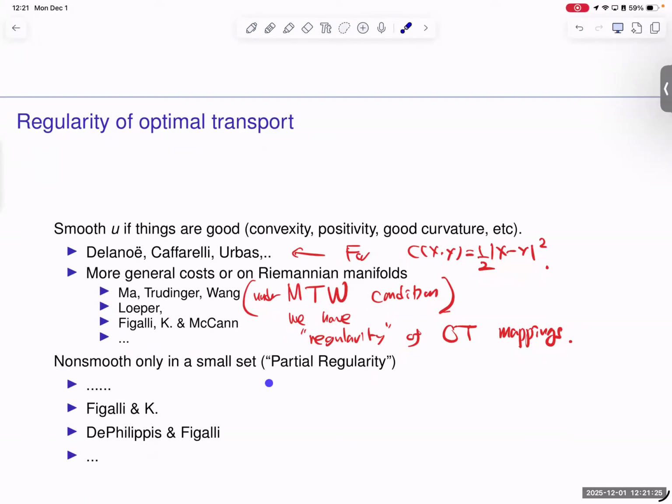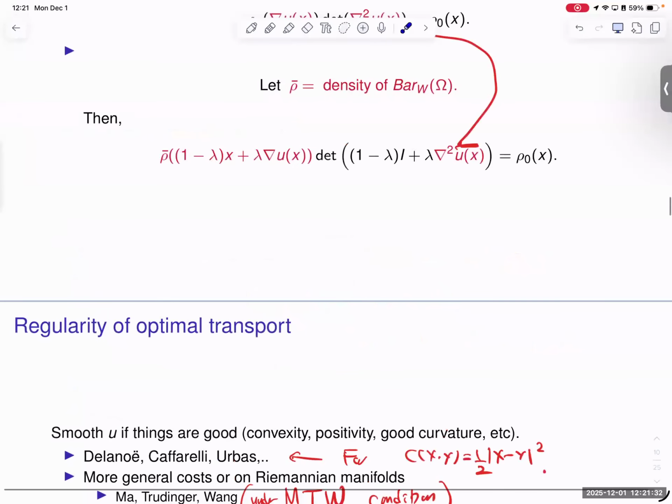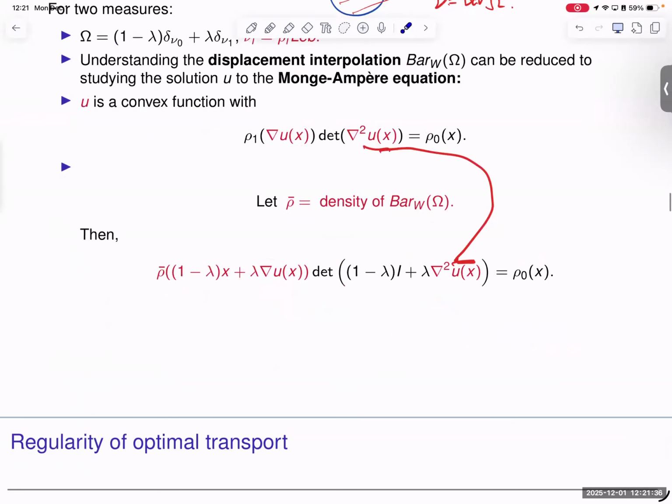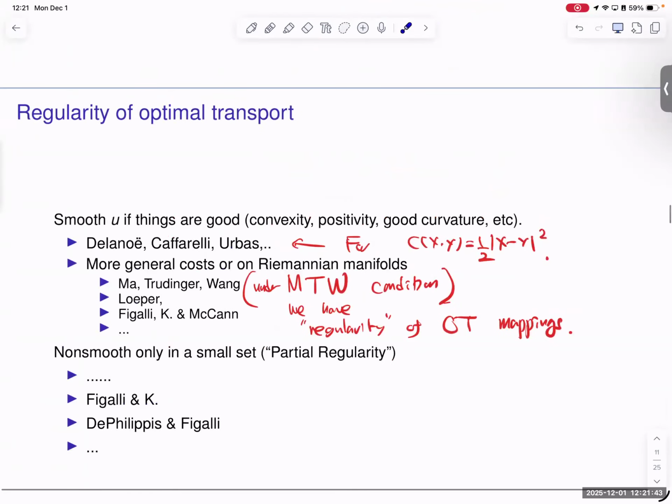Also, they consider this so-called partial regularity. Then, if your data rho 0 and rho 1 are not very nice to have regularity, but some kind of defect, some conditions are not satisfied, then what happens to the corresponding solution? Or can we identify the nature of the sets where the solution is not smooth? That is called partial regularity theory.